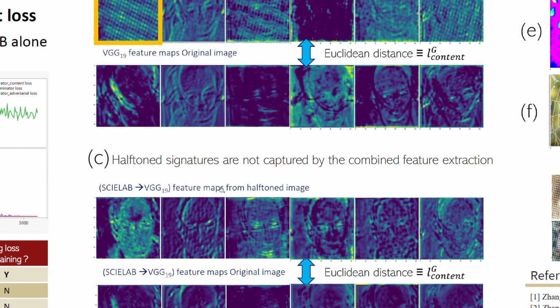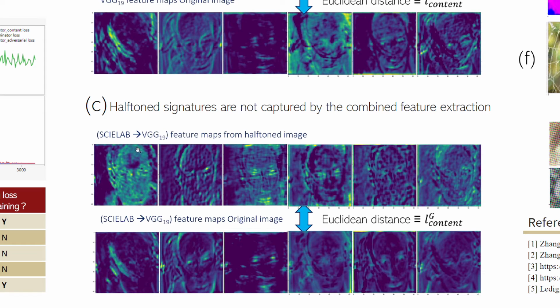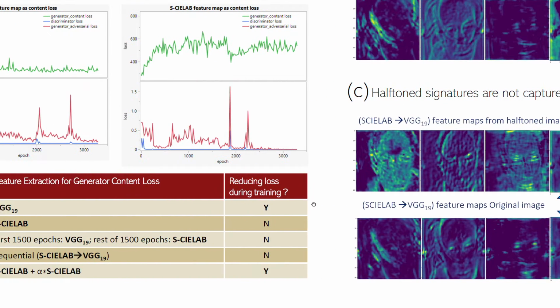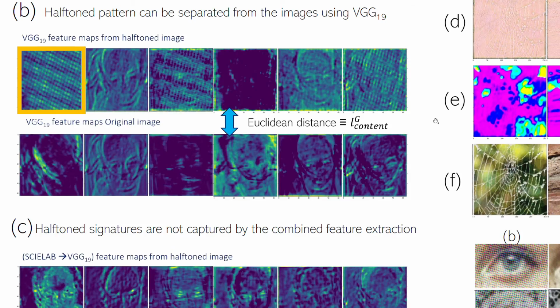Lastly, we see that the half-toned signature is not captured perfectly by the sequential feature extractor, which is not too surprising because we already see that with such a sequential feature extraction scheme, the model is not able to make progress.